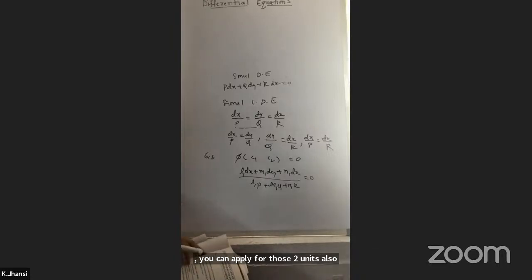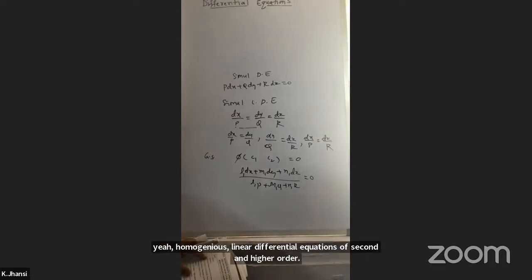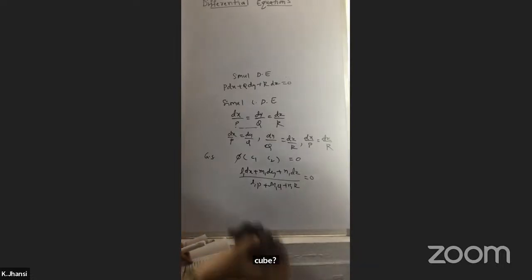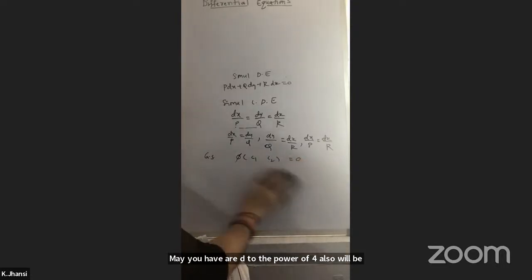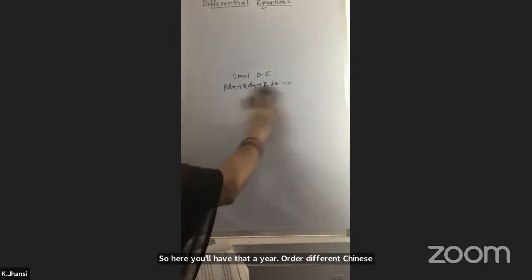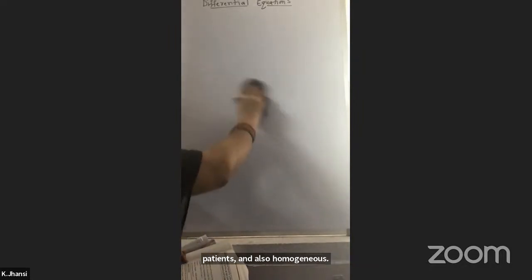So here, homogeneous linear differential equations of second and higher order. You may have second order or higher, meaning D cube, or D to the power of 4 also will be there. So here you will have the higher order differential equations, and also how to represent homogeneous ones.